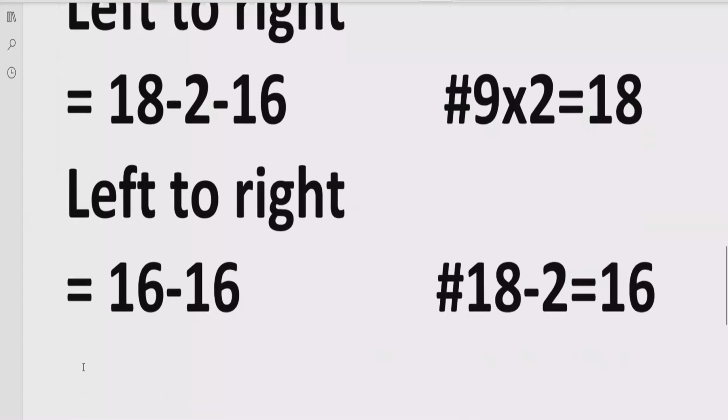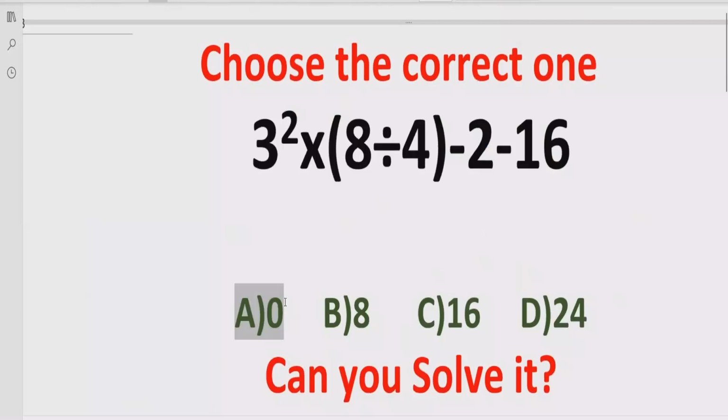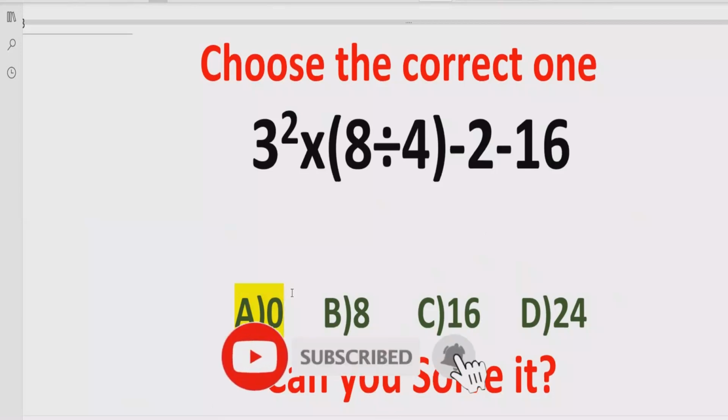And we have now two terms which are subtracting each other. So we will subtract both of them and get the answer 0. So the answer of the given expression is 0. If you see the answer list, answer A is the correct answer of this expression. So I hope you understand how you can solve the given expression using PEMDAS and BODMAS method and find out the correct answer.